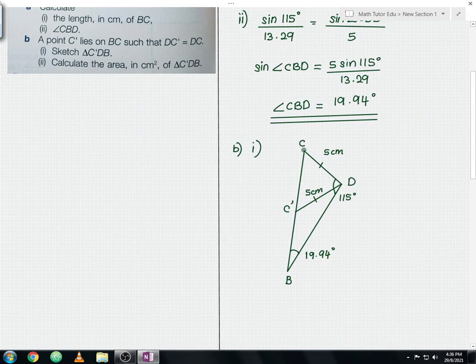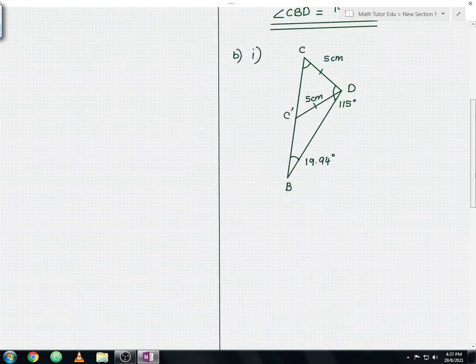From here, for question B part 2, we are required to calculate the area in centimeter square of triangle C prime DB. In this case, triangle C prime DB is over here, the second portion of the triangle. In order to find the area of this triangle C prime DB, the first step is to find the angle BCD. In this case, the angle BCD is this angle. This is the angle that we're going to find out. So let us calculate it.